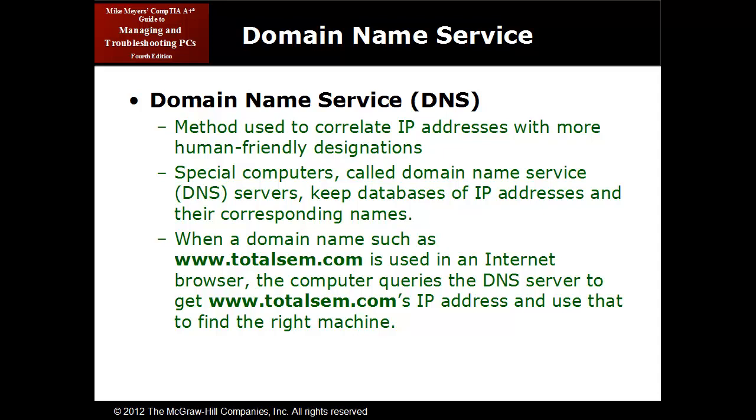We don't do it very often, though. We end up trying to remember things by their name. If I want to get to CNN's website, I don't look up or use a number. I type in CNN.com. How does that get translated to a number then? That gets translated to a number through the domain name services. It's a method used to correlate IP addresses with more human-friendly designations. Special computers do this. They're called domain name servers, and they keep databases of all this.